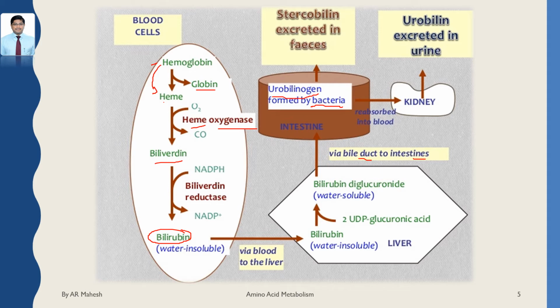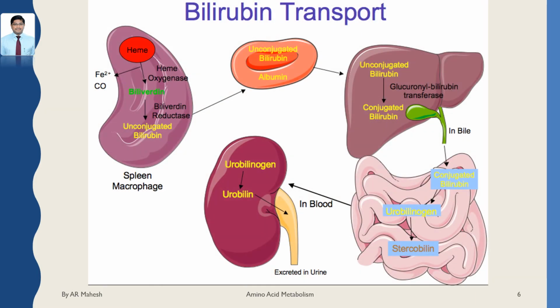Urobilinogen also gets reabsorbed into the blood, which passes through the kidney, and through the kidney it is converted to urobilin, and urobilin is excreted in urine. And the yellow coloration of urine is due to the urobilin content in the urine. So this is the fate of the bile pigments. This is another illustration of the bilirubin transport, or the formation and the fate of bilirubin, which has been explained in the previous two slides.